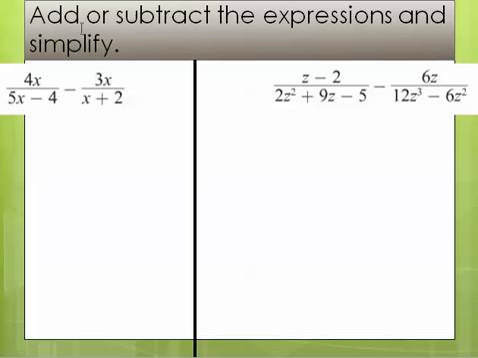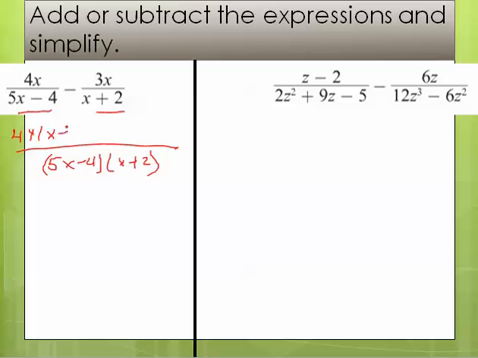Okay, I've got a 5x minus 4 on this side and an x plus 2 over here. The interesting, easy way to find the common denominator in this situation is going to be 5x minus 4 times x plus 2. Just multiply the denominators together. Well, that means I've got 4x times x plus 2, and I've got, subtracting from that, 3x times 5x minus 4.